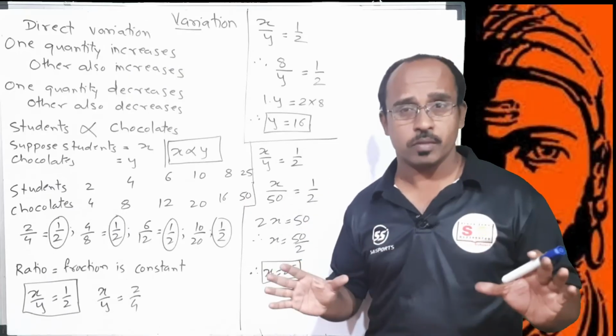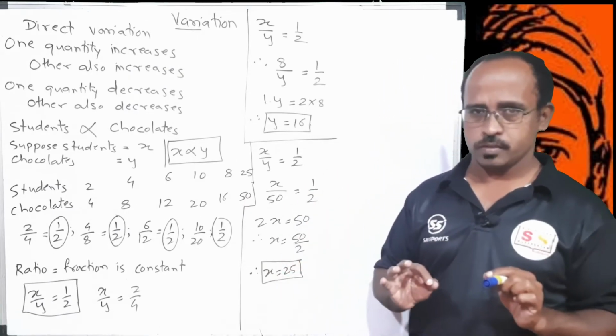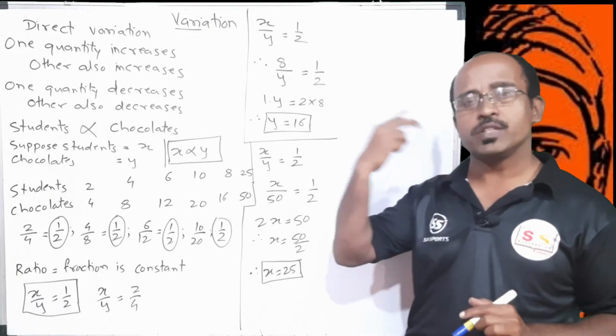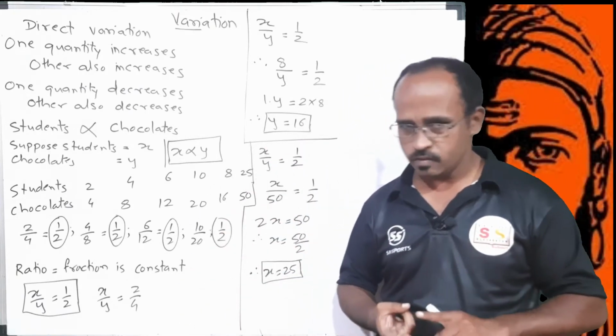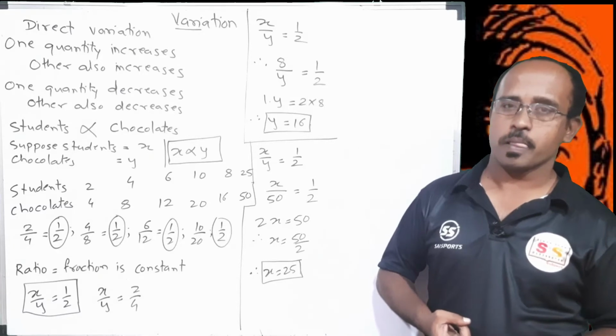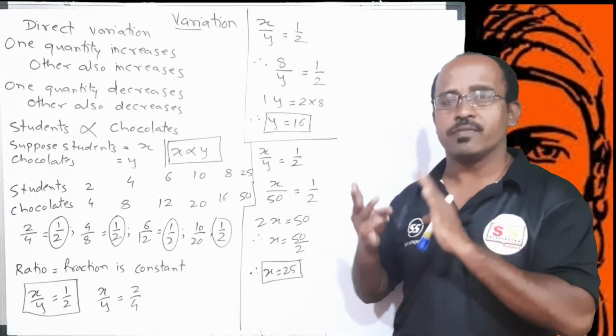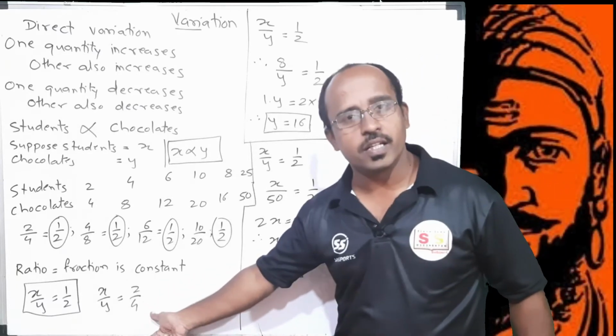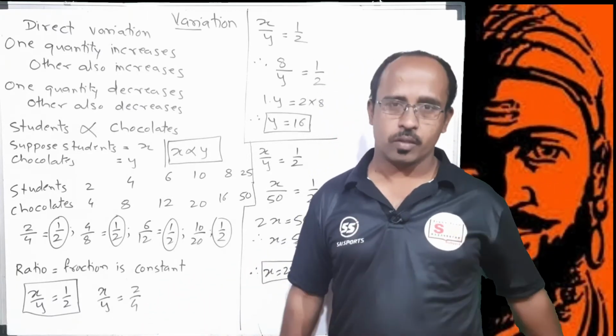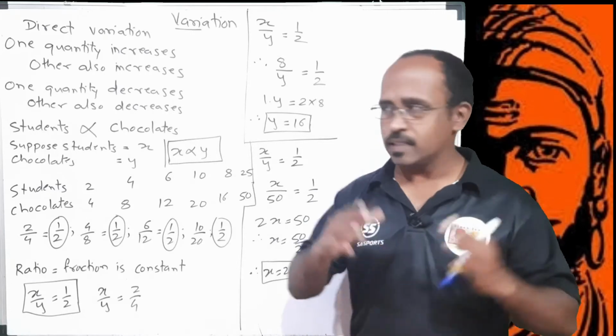How to solve word problems? For word problems also, students, we have to identify which two quantities are there. First thing. Second thing, we have to identify whether direct variation is there or not, and if direct variation is there, we have to write the equation of the variation and solve the problem. It will be clear with one example. Let us see the example.